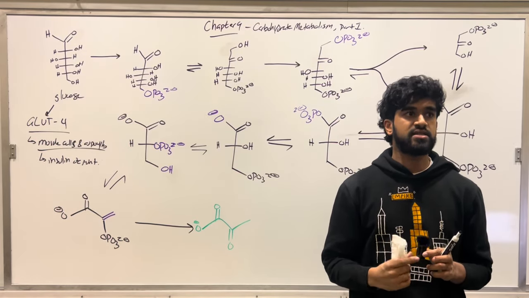PFK1. What does it do? It turns fructose 6-phosphate into fructose 1,6-bisphosphate, right? It is the rate-limiting step of glycolysis. And it is inhibited by ATP. So what I'm going to do, actually, you know what? Let's do this. I've found a better way of doing things. And I suggest you do it this way, too. I'm going to put the ATP up here. And I'm going to put PFK1 down here so we can talk about it. And what does that make? It makes the 1,6-bisphosphate.